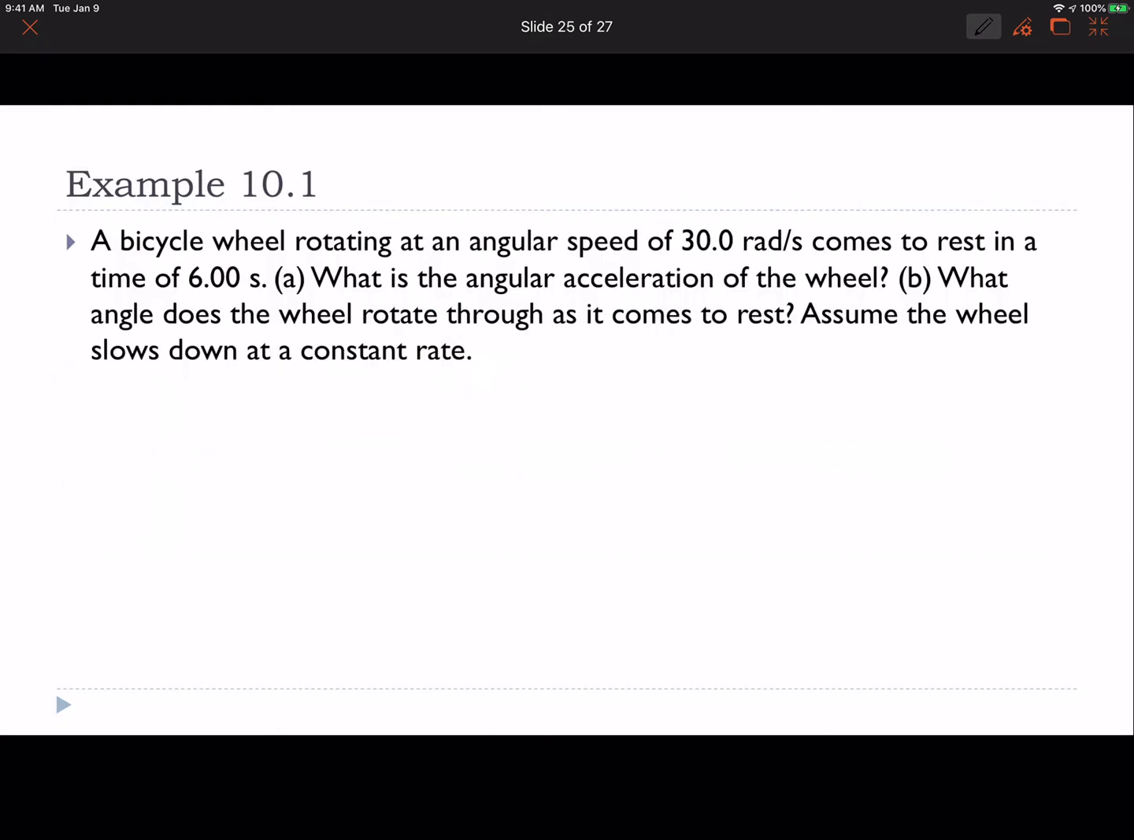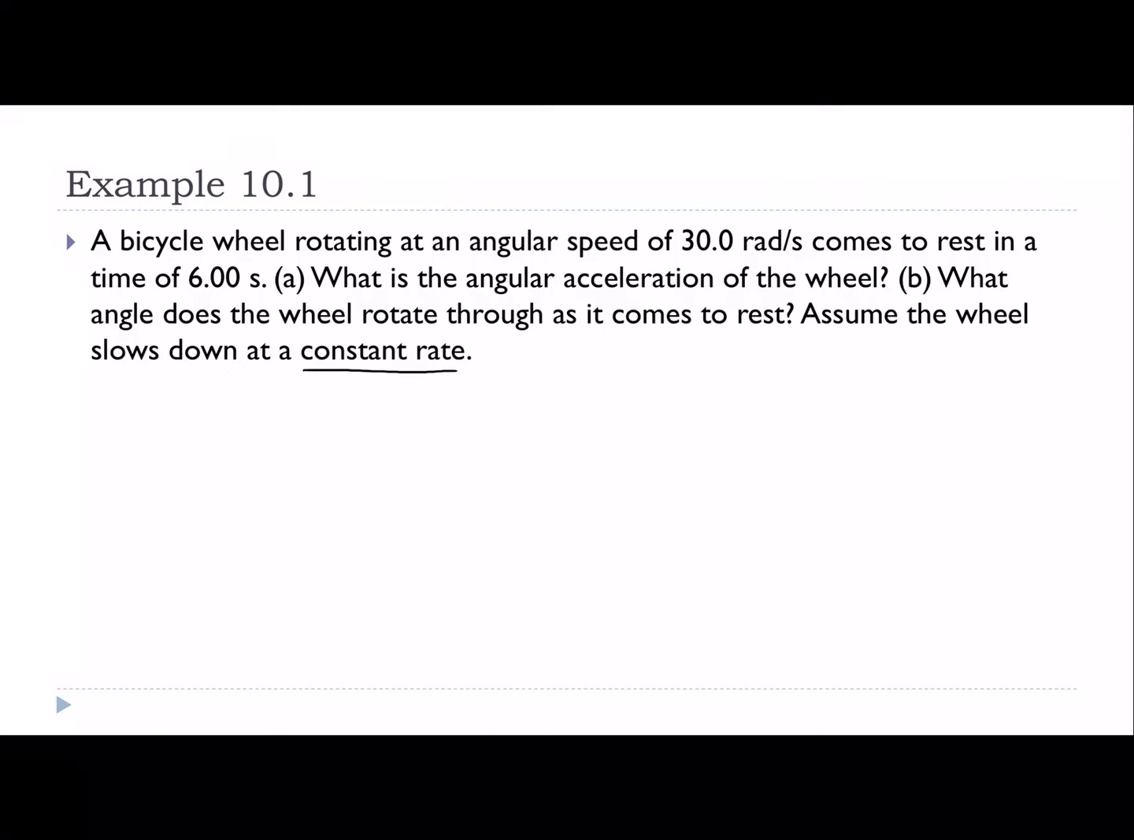So let's look at an example and see if we can solve for some unknowns in our expressions. We need to read it carefully, we need to identify what's given, and then see how we can go from there. So we have a bicycle wheel that's rotating at an angular speed of 30 radians per second, and it comes to rest in a time of 6 seconds. What is the angular acceleration of the wheel, and what angle does the wheel rotate through as it comes to rest? Assume the wheel slows down at a constant rate. So that's important because this implies that the angular acceleration is a constant.